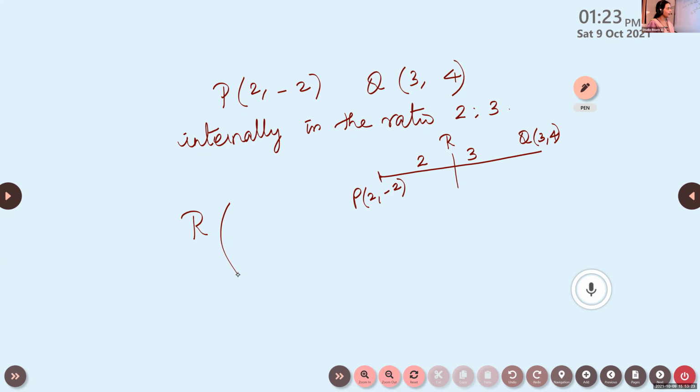Using the section formula, mx2 plus nx1 by m plus n. So 2 into 3 plus 3 into 2 by 2 plus 3. Similarly, find for the y coordinate: mx2 plus nx1 by m plus n.